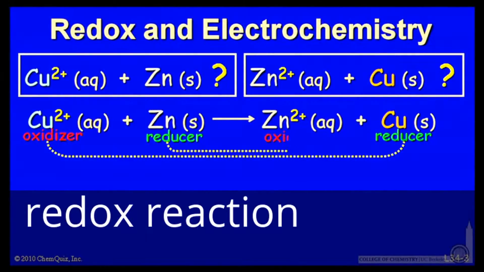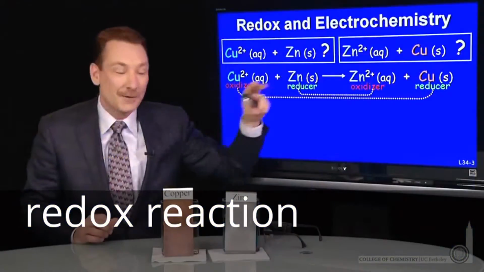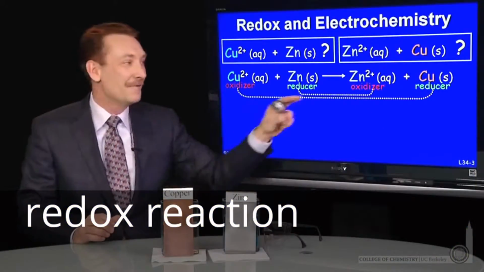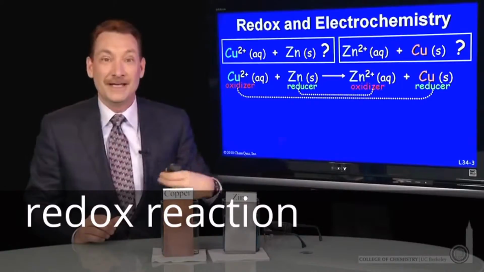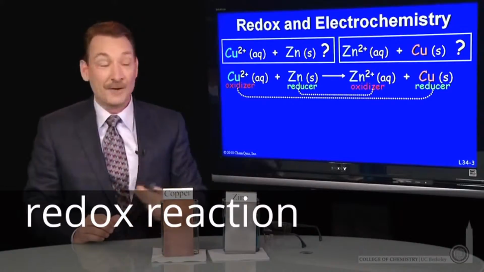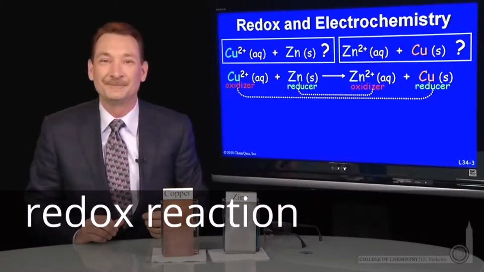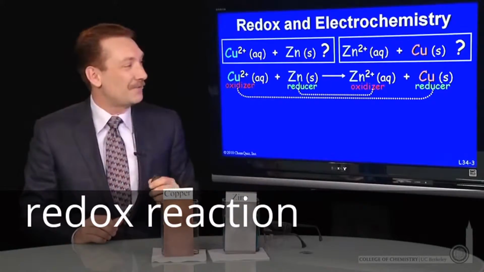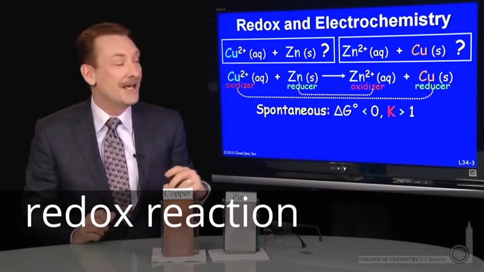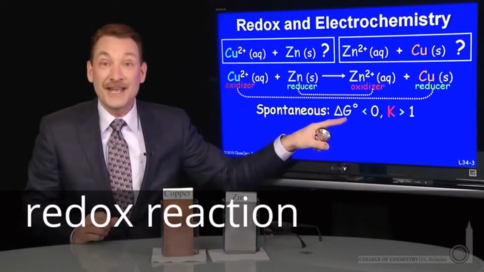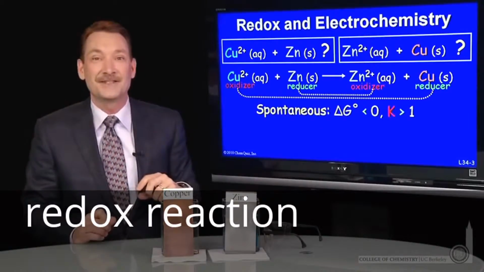And in the reverse reaction, zinc would act as the oxidizer. It would accept electrons from the copper. Itself would be reduced while the copper is being oxidized. Now, this reaction, as I've written, is spontaneous in this direction. That is, the standard state free energy difference is less than 0.